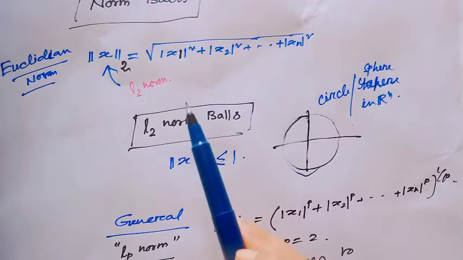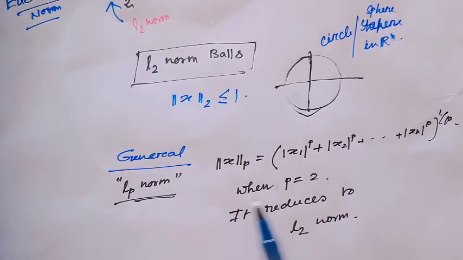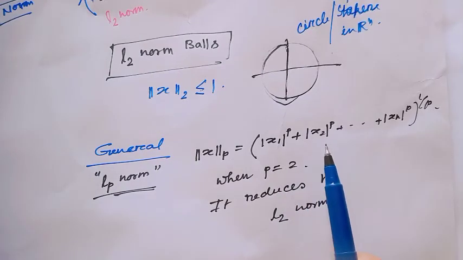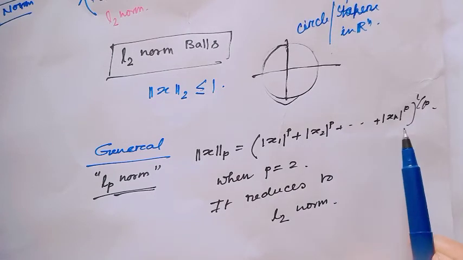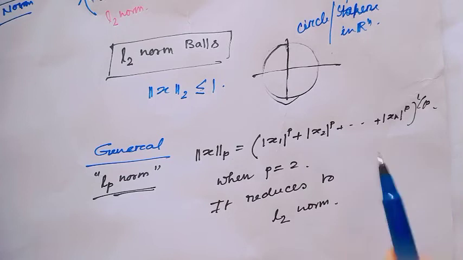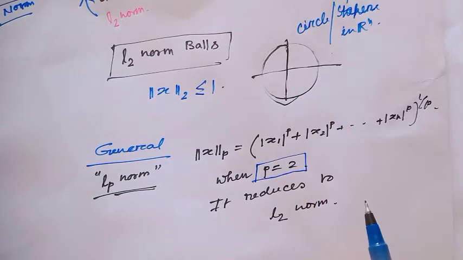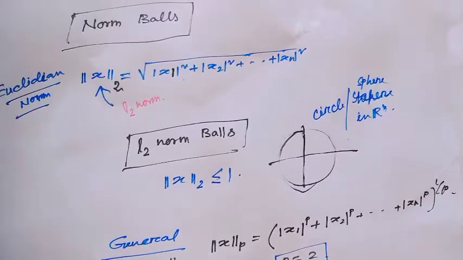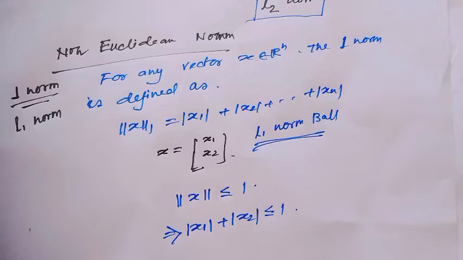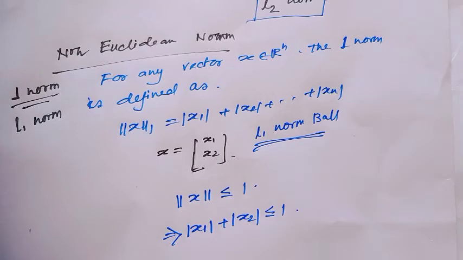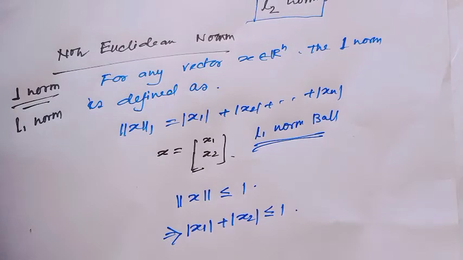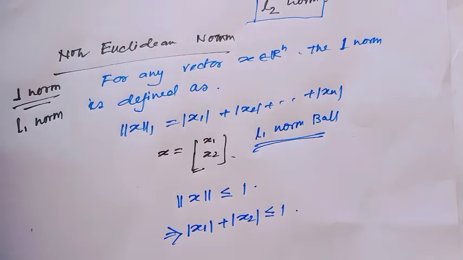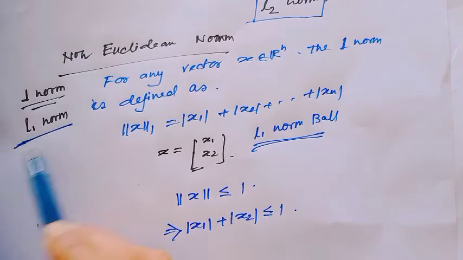Okay? A generalization of the L2 norm is the Lp norm, which is equal to absolute value of x1 to the power p plus absolute value of x2 to the power p up to absolute value of xn to the power p, all raised to the power 1 over p. And when p equals 2, it reduces to the L2 norm. Are you getting this? This is the actual Euclidean norm. Now I will show the norm ball of a non-Euclidean norm. We all know non-Euclidean norm means first the one norm, which is sometimes denoted as the L1 norm.